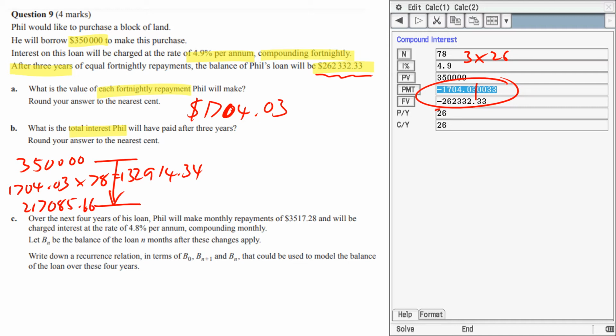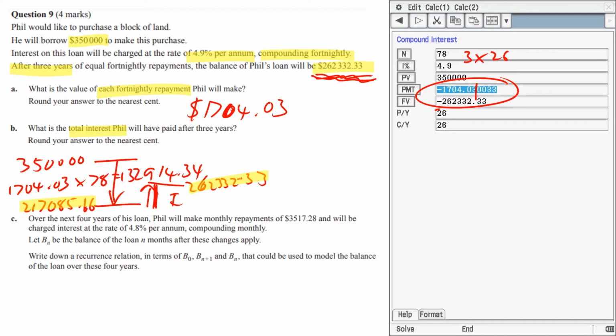But we're not, we're over here, aren't we? We're at $262,332.33 because the interest is taking you back up. This is all getting a bit messy. So this distance is the interest amount. The difference between this number and this number is what we need.